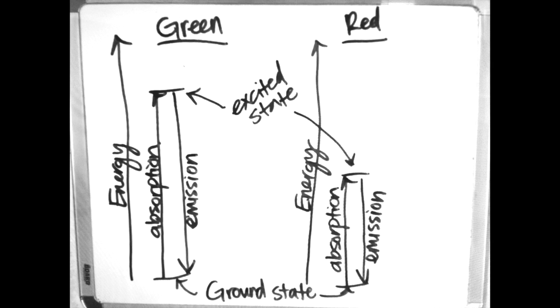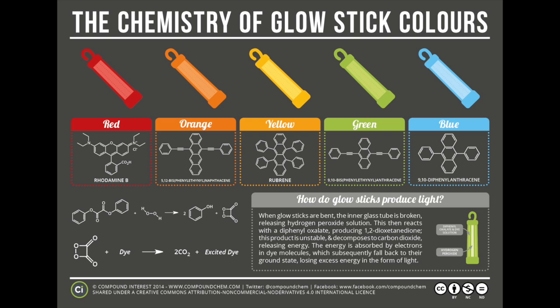As seen here, the electrons in the green glow stick are being excited to a higher energy level than the electrons in the red glow stick, which means the electrons of the green glow stick absorb photons of higher energy than those of the red glow stick. The red and green dyes are made of different molecules.